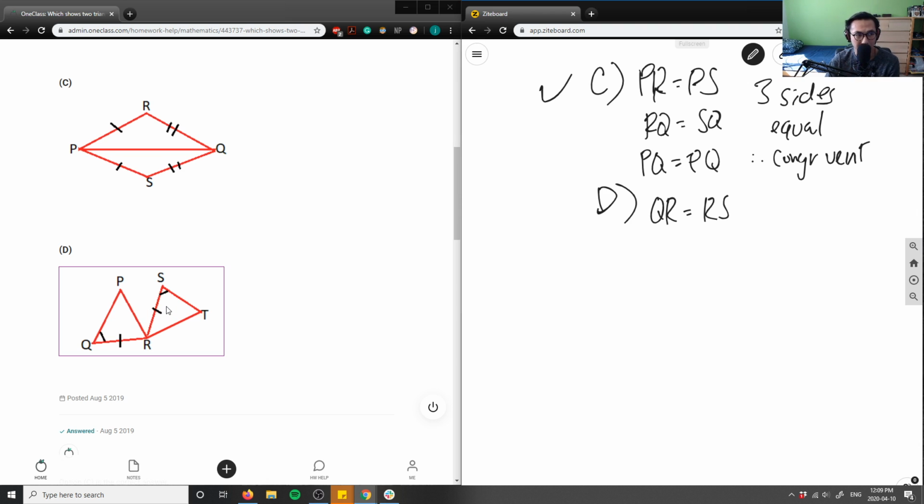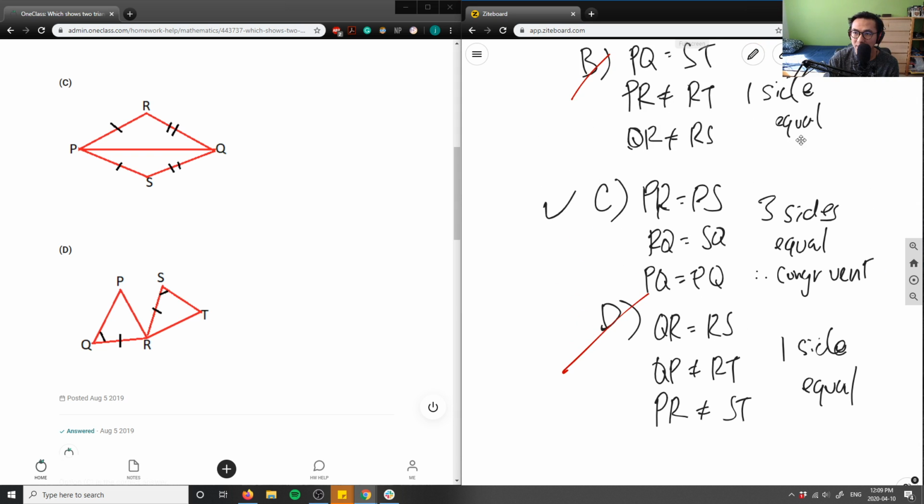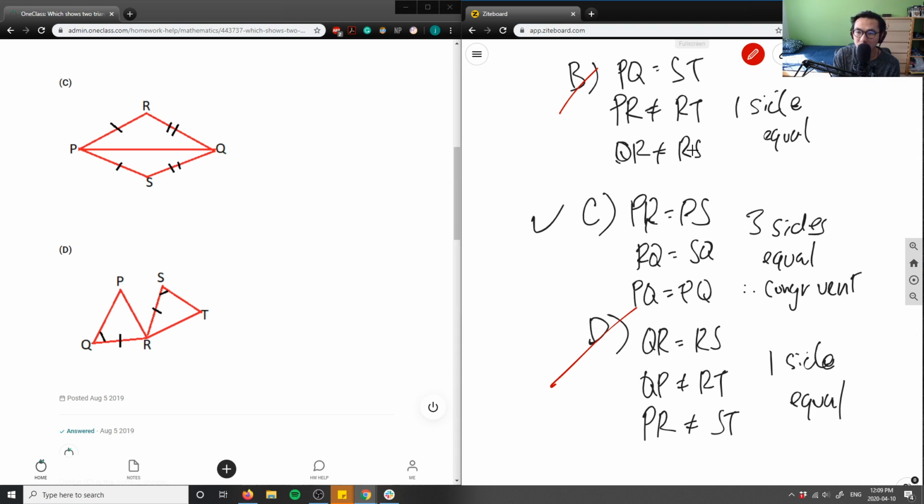the angles actually in this case don't really matter because I'm looking at the side congruence theorem, right? So QP is not equal to RT and PR is not equal to ST. There's no relation that says that these two are the same in length. So I can say that QP does not equal RT, and the last side, PR, does not equal ST. So in this case, only one side is equal. So therefore it's not congruent, which means that my answer here is C, right? Because I have three sides that are equal to each other, which means my triangle is congruent.